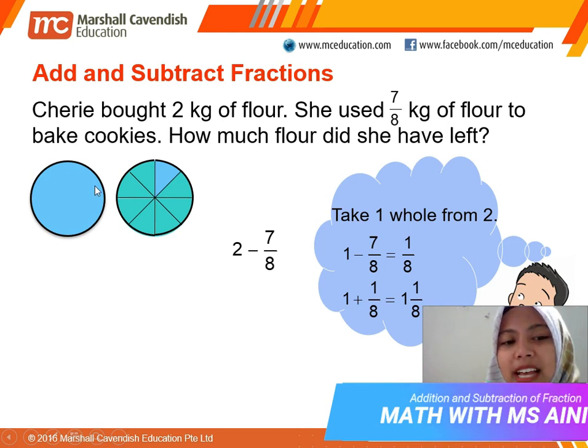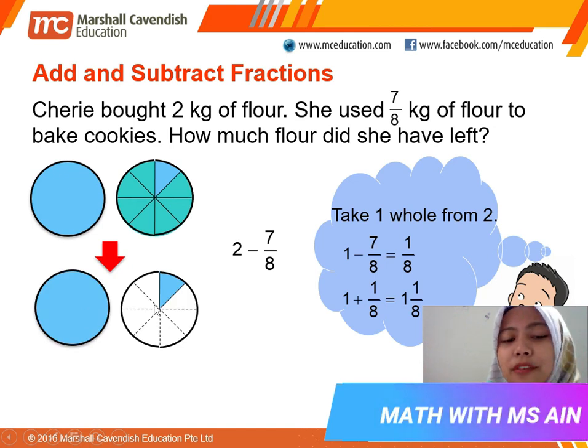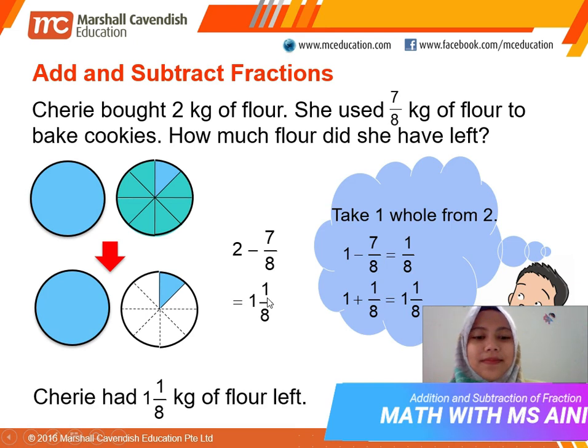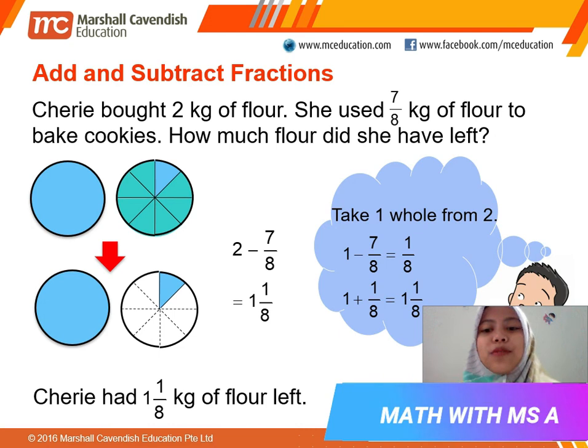Now we still have this and 1 over 8. So this is the leftover: 1 and 1 over 8. So Cherry had 1 and 1 over 8 kilograms of flour left.